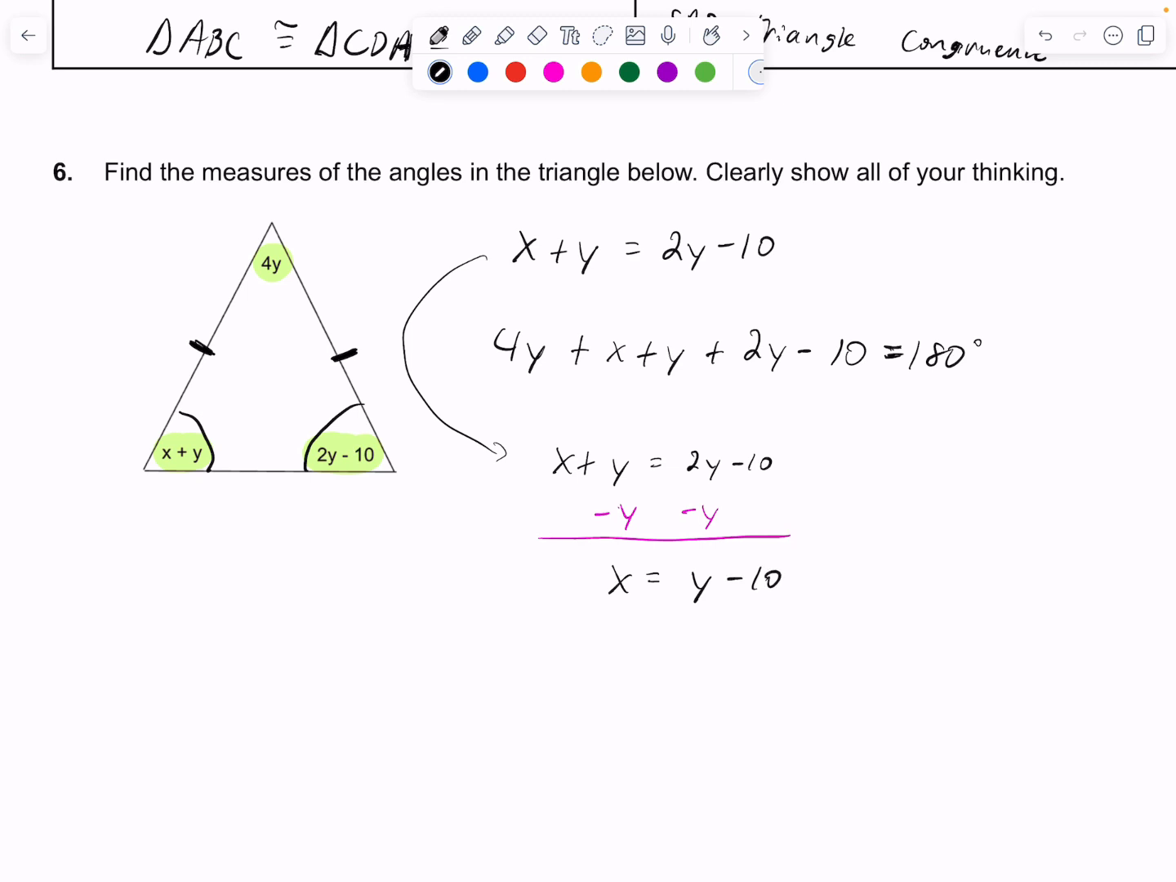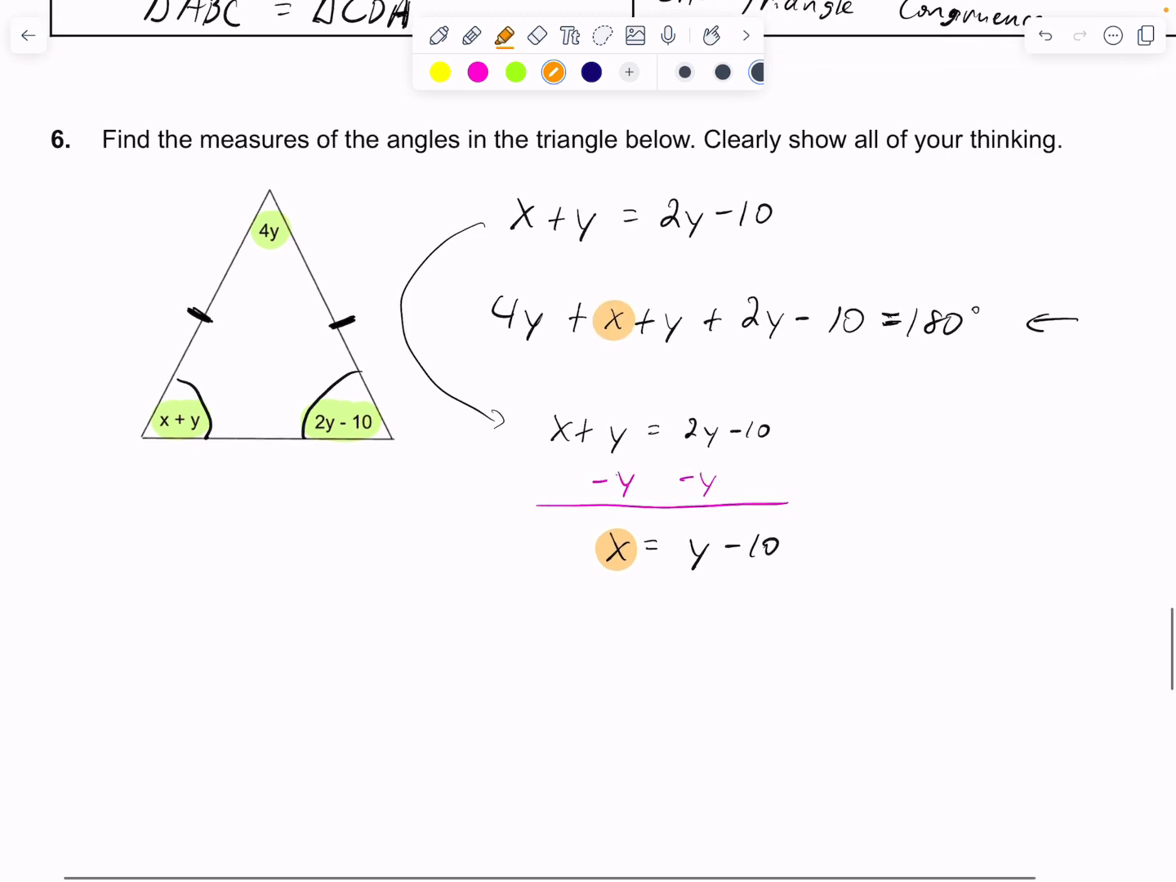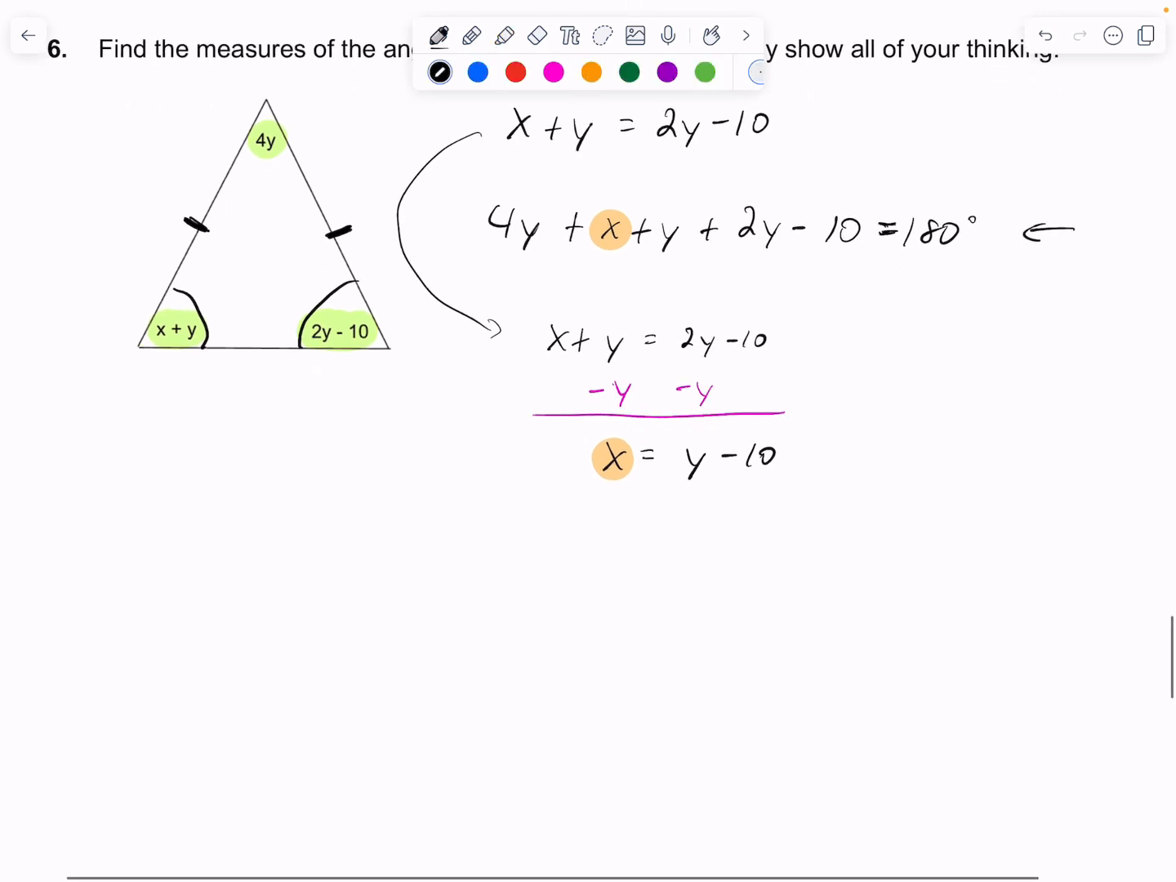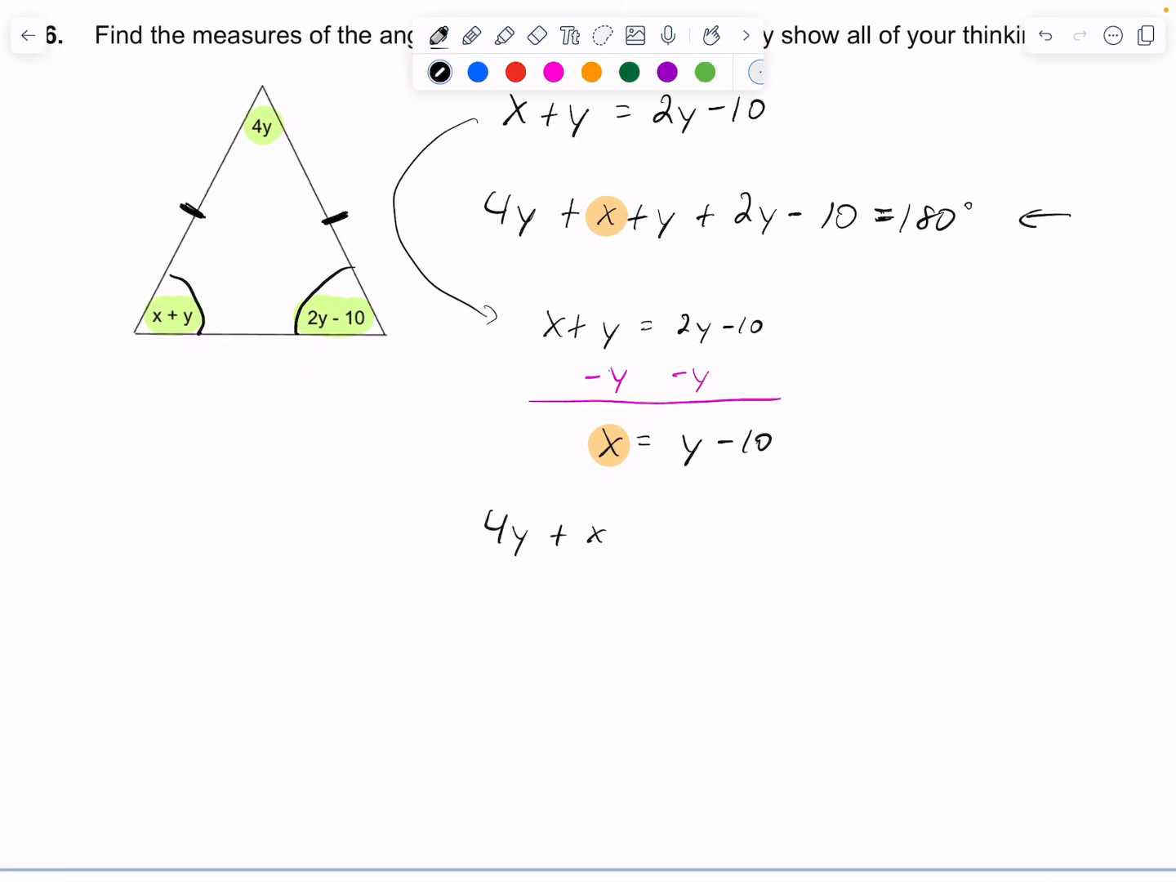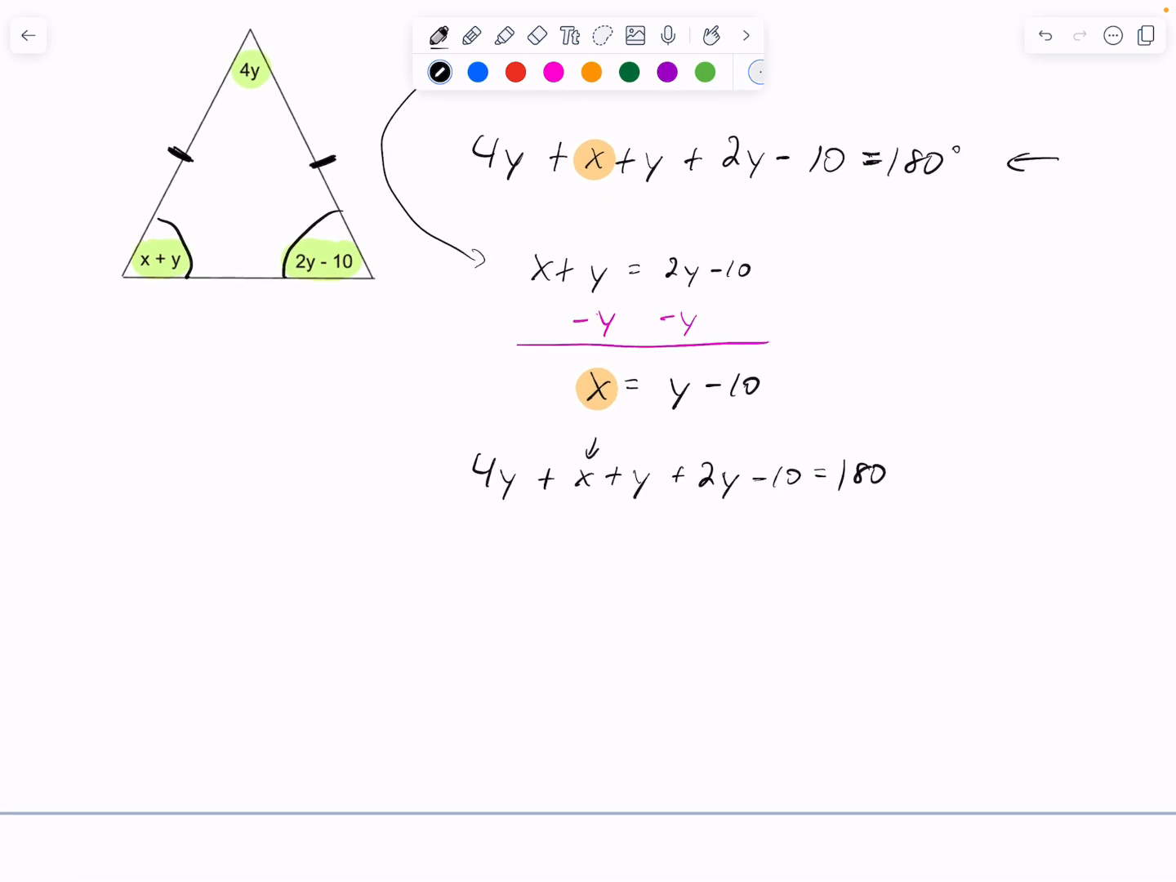And so I'm going to rewrite my second equation, this one here. Because now I know that X is equal to Y minus 10, wherever I see X right here, I'm going to replace that with Y minus 10. That way I only have Y's. This is called substitution, and I'll be able to solve for Y. Again, I'm replacing this X with the Y minus 10. I'm going to put it in parentheses because you should always use parentheses when you substitute.